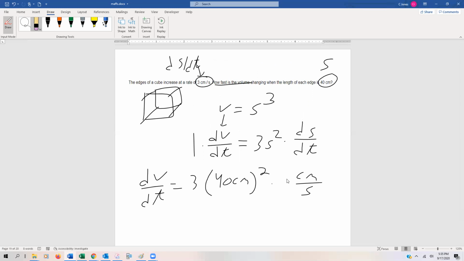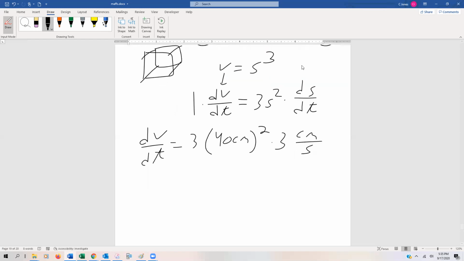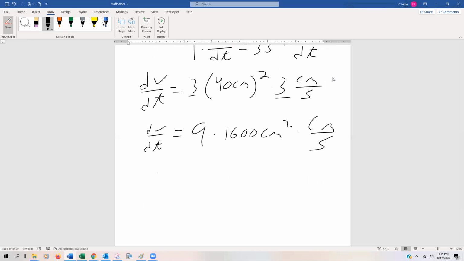What does this work out to be? We get 9 from the 3 times 3, and we get 1,600 centimeters squared. So dV/dt is equal to 9 times 1,600 centimeters squared times centimeters per second. I don't have my calculator with me, but I know 9 times 16 is 144, so dV/dt should be equal to 14,400. We have centimeters squared times centimeters, so that's centimeters cubed per second.